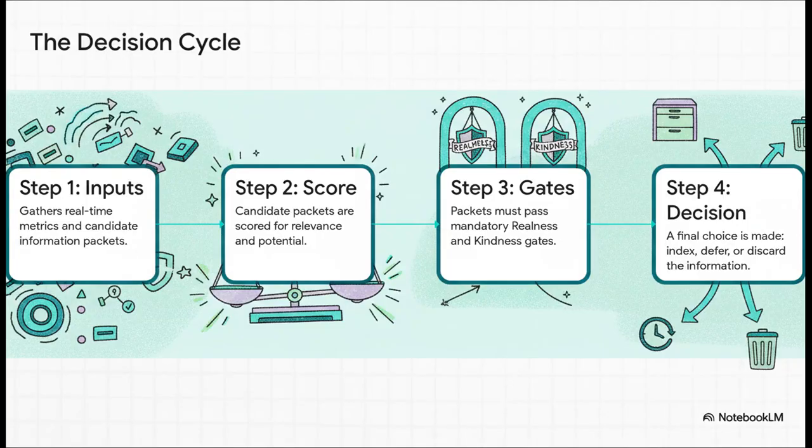So here's the core of it, this four-step loop. First, it just pulls in all the raw data. Then it gives that data a score based on its potential value. But, and this is the most important part, before anything can happen, it has to get past two mandatory gates. Think of them as the system's conscience. Only after it passes those tests does the system decide, do we accept this, put it on hold for later, or just get rid of it?